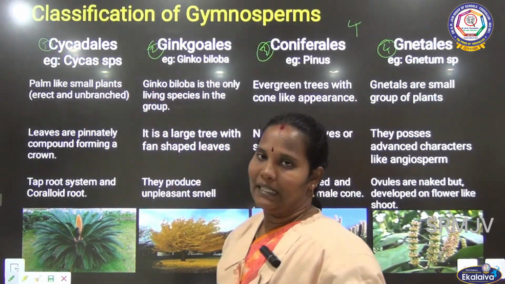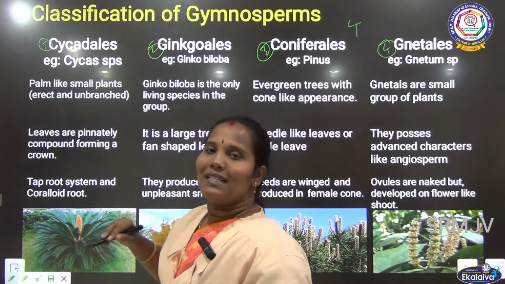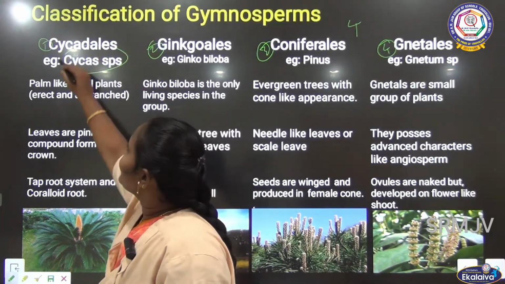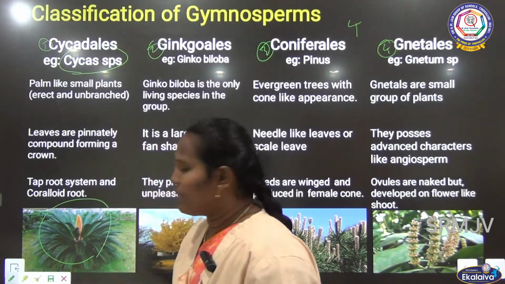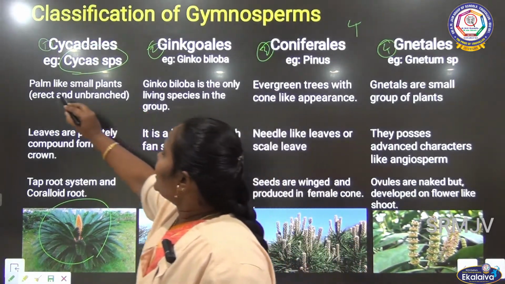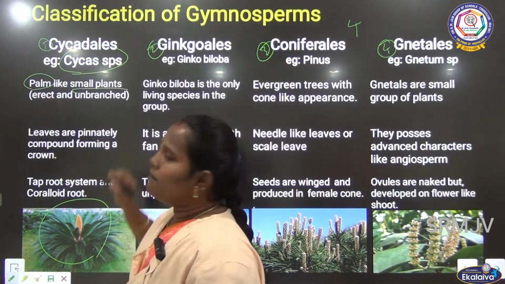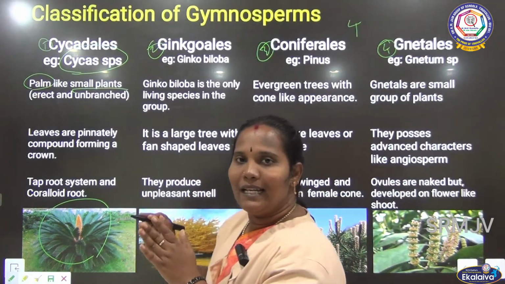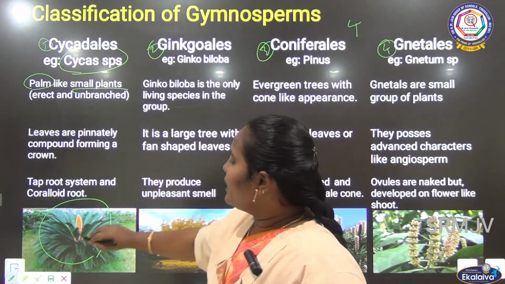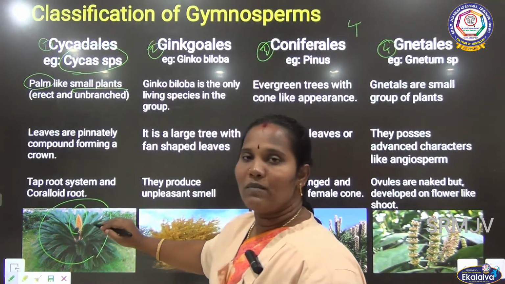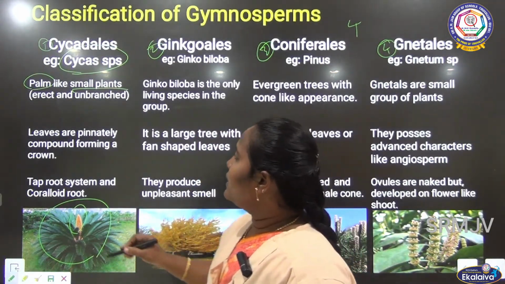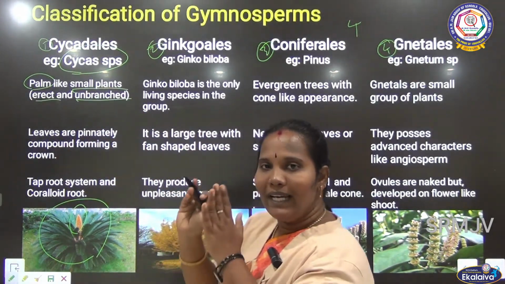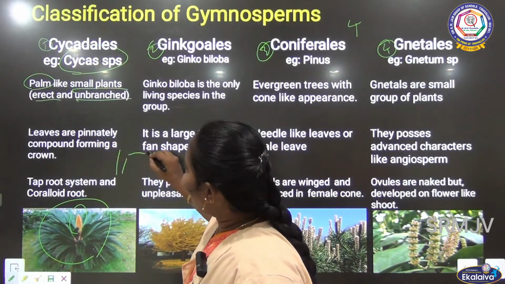First one is the Cycadales. What is special about the Cycadales? The example given here is the Cycas species. Actually, it is the Cycas plant. It looks like a palm as well as a small plant. They are like a palm tree, but it is a small plant. We know the palm tree, no? See, it has the cones. Gymnosperms usually produce cones. After that, it is erect as well as unbranched. Unbranched means it is only an erect plant. It has no branches.